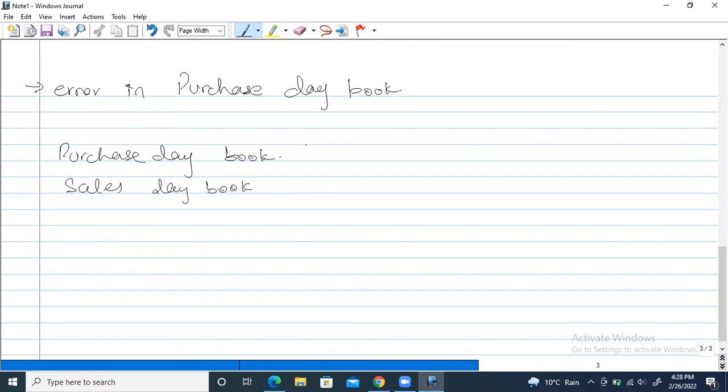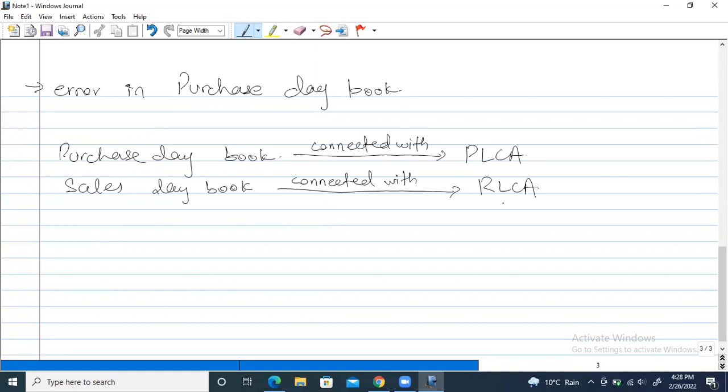So what actually happens is that the purchase daybook is always connected with the payables ledger control account, because this is a purchase, right? So for the payables ledger control account, the balances will be taken from the purchase daybook. And similarly, the sales daybook is connected with the receivables ledger control account, because obviously it's sales, right? So the sales daybook only contains the credit sales, as you remember from day one as well. So the receivables ledger control account will contain all the information using the sales daybook.